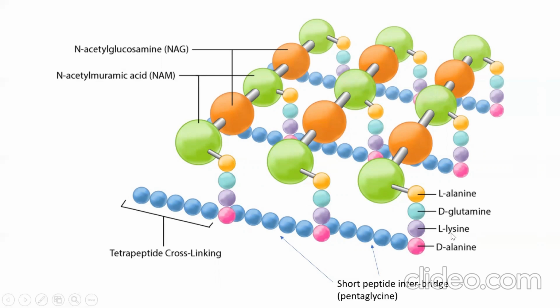Okay, now just see this D-alanine, that is the 4th amino acid of this NAM, is making a connection with the 3rd amino acid of the previous one. So the 4th amino acid, that is D-alanine, is making a connection with the 3rd amino acid, that is L-lysine, of the previous one with the help of a 5-glycine interlinkage. So this blue colored linkage is nothing but made up of 5 glycine molecules.